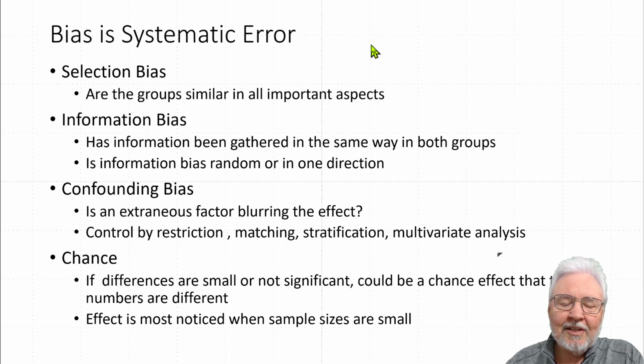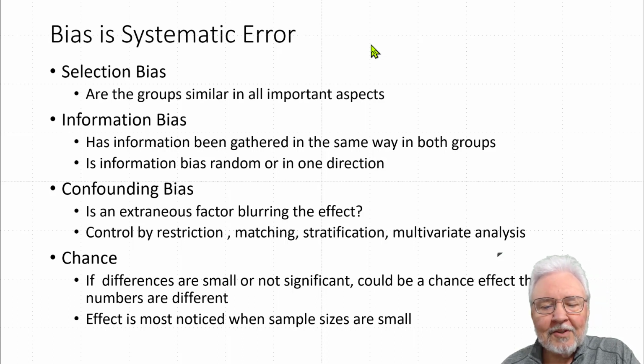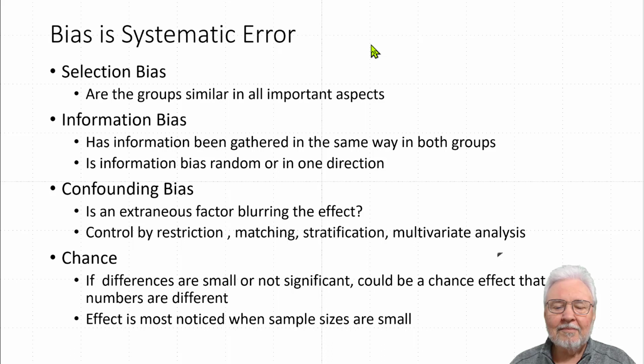And one of those treatments or drugs is going to come out on top. And it's going to be a little bit better. But if the differences are small or they're not significant, it could simply be a chance effect that the numbers are different, that they're different in a particular way. And this effect is most noticeable when sample size is small.